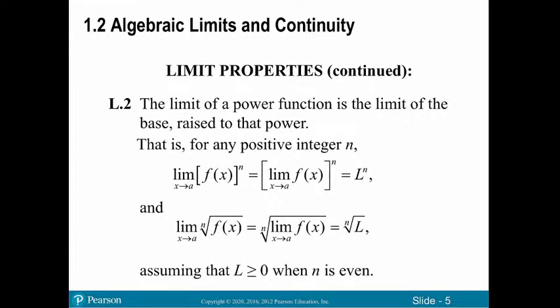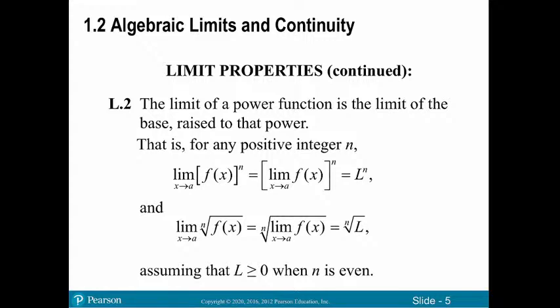Second property, the limit of a power function is the limit of the base raised to that power. That is, for any positive integer n, the limit as x approaches a of some power function is going to be the same as the power of the limit. So the limit of the power is the power of the limit, essentially. A simple way of conceptualizing it is that you can pass the limit into the power function. I think that's a safe way to articulate that.